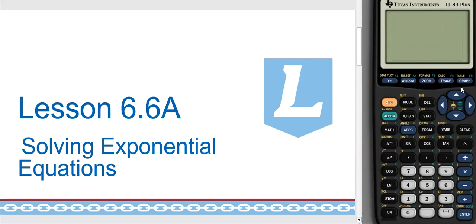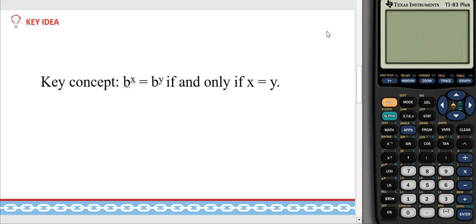In lesson 6.6a, we're going to be looking at solving exponential equations. So that is going to be equations where you have an exponent on one or even both sides of the equal sign. Looking at the first key concept, if you have b to the x power is equal to b to the y power, that can happen if and only if x and y are equal.